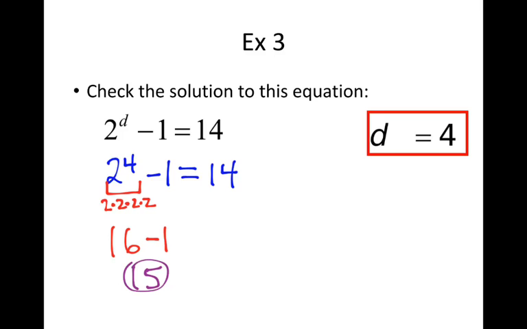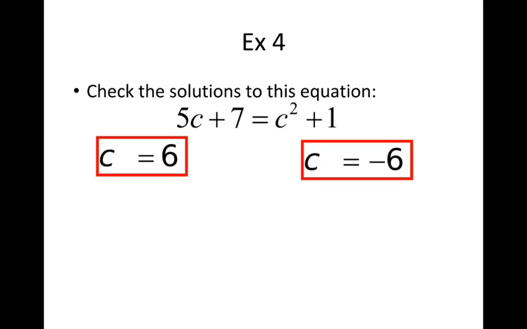15. So on the left side we get 15, but on the right side we had 14. Is that a right answer or a wrong answer? That would be the wrong answer. In this case we actually don't know why it's the wrong answer because we didn't solve the equation to begin with and we don't know how to. So we just mark that it's wrong and we're done.